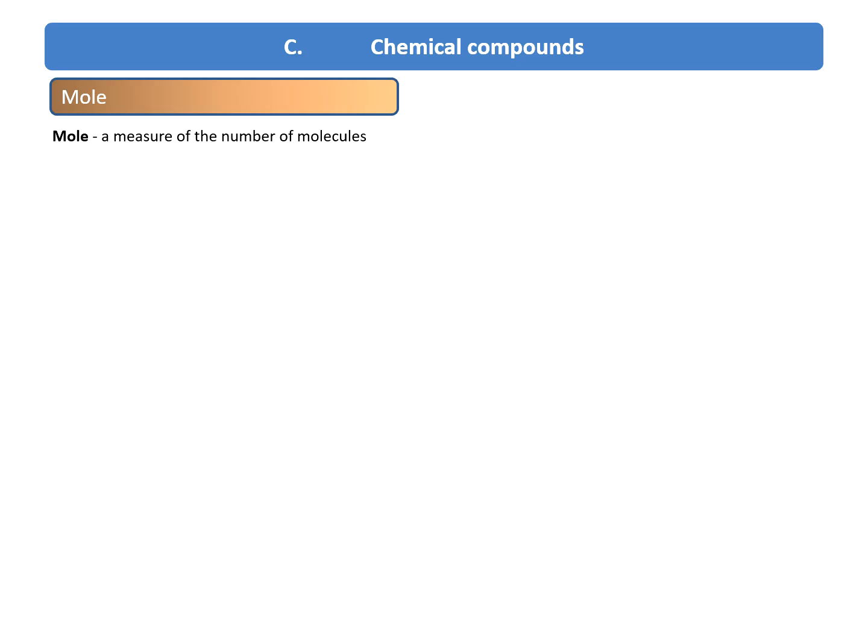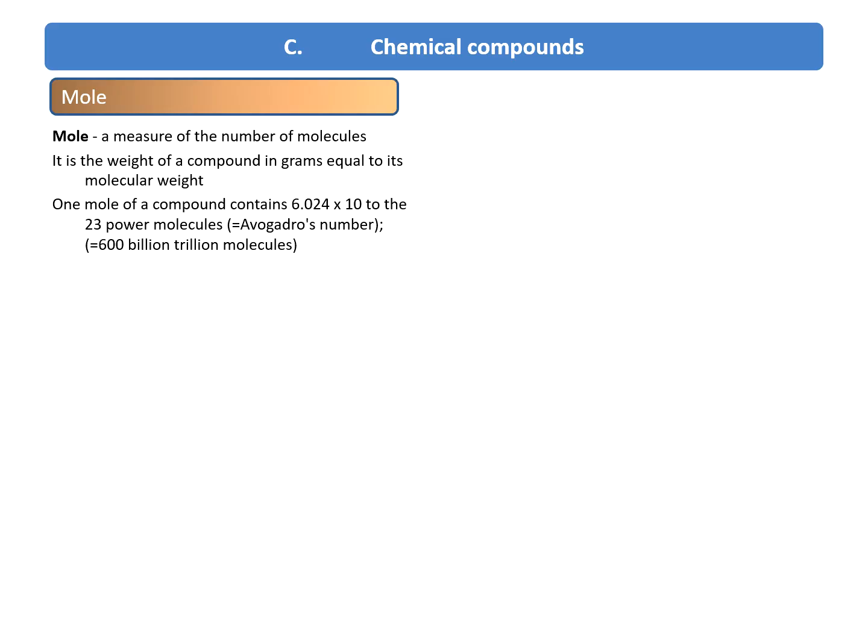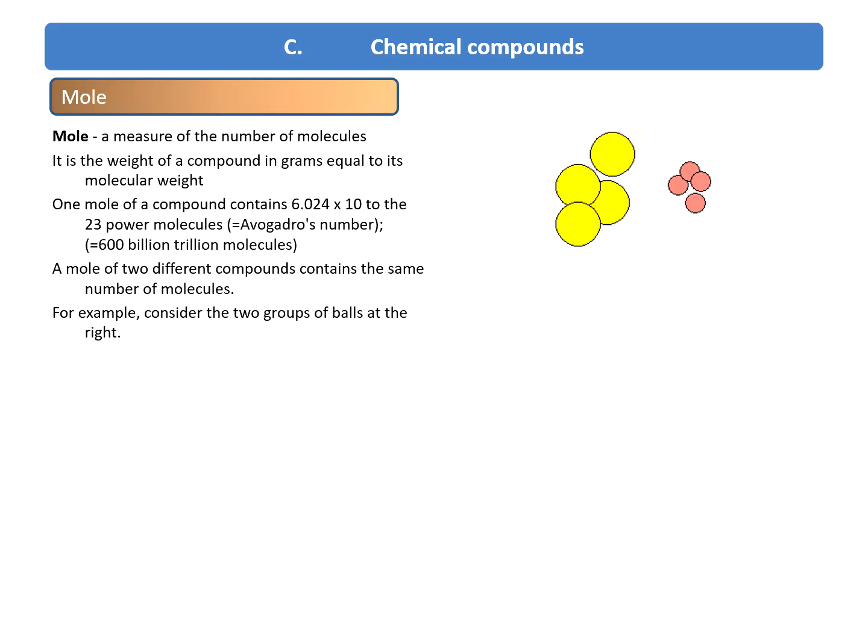A mole is a measure of the number of molecules. It's the weight of a compound in grams equal to its molecular weight. One mole of a compound contains something like 6.024 times 10 to the 23rd power molecules. This is called Avogadro's number, an inconceivably large number. Something like 600 billion trillion molecules. A mole of 2 different compounds contains the same number of molecules.